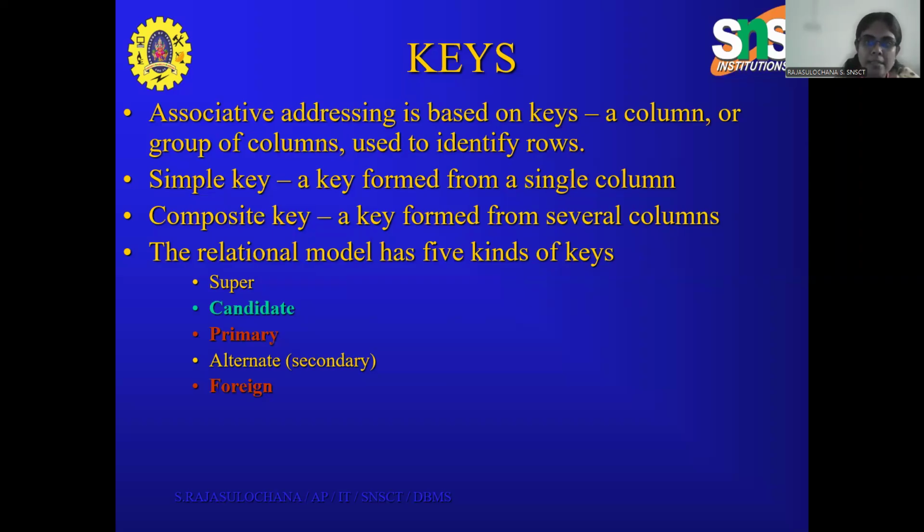A key is any column or group of columns which helps in identifying the row. This is the definition of a key in a relational database management system. A simple key is a key that is formed from a single column. If a key is formed from more than one column, we call it a composite key. There are several other keys such as super key, candidate key, primary key, alternate key, and foreign key. Of these, primary key, candidate key, super key, and foreign key are more important.